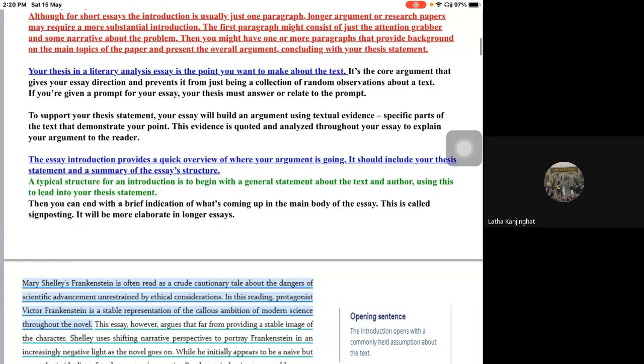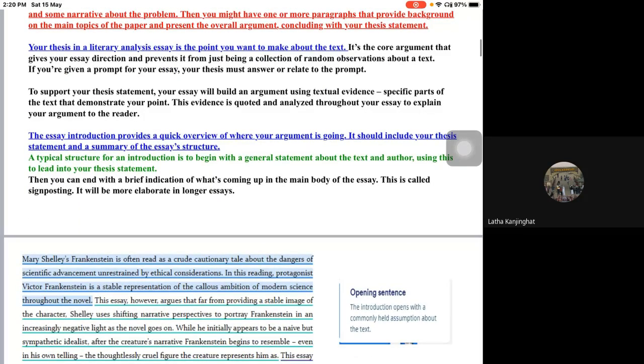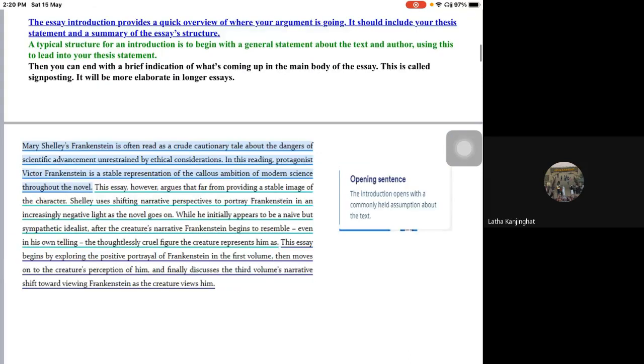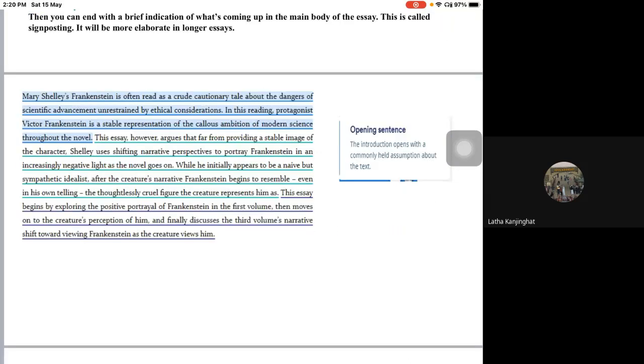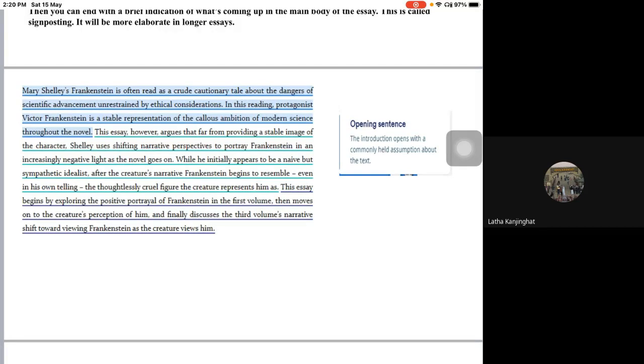Now I'll show you what it is, okay? Instead of just saying, I'll show you with an example what I'm talking about. Look at this. This is the opening paragraph of an essay. It's about Frankenstein. What I have highlighted there is an opening sentence. The introduction, you can see there, opens with a commonly held assumption about the text. It's a general statement about the text. In this case, it is about Frankenstein. Now, see what is highlighted there.